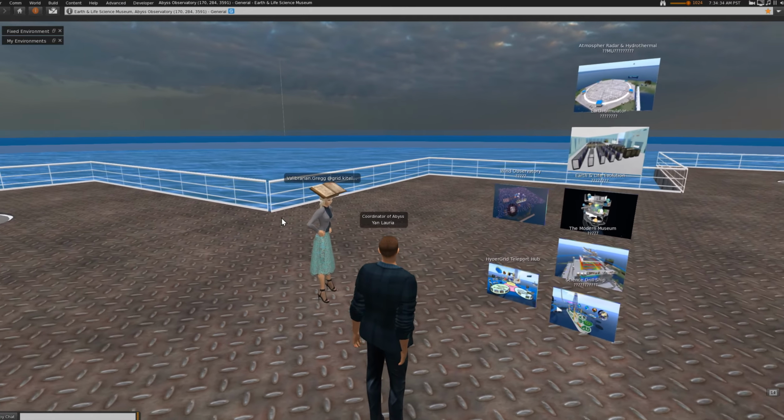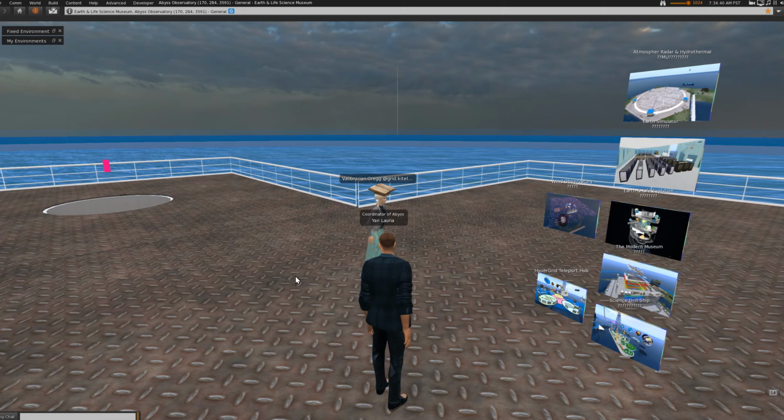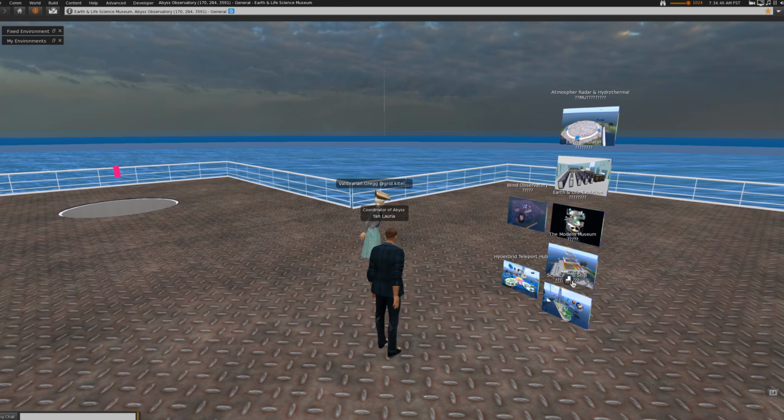So this is the outline of the observatory in JOGrid. So please visit it and go around, and please enjoy. Thank you.